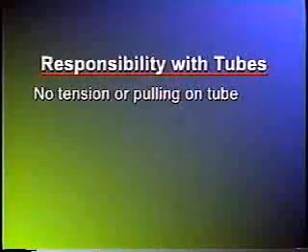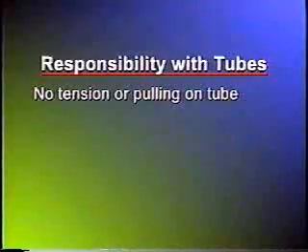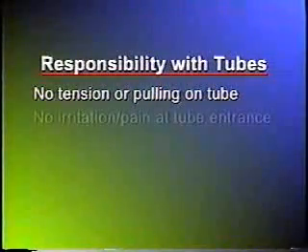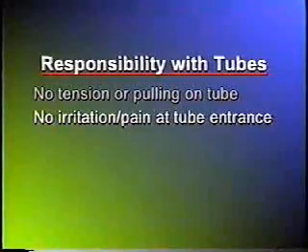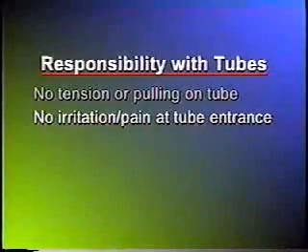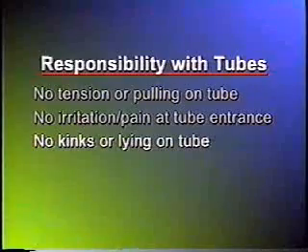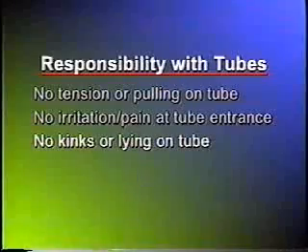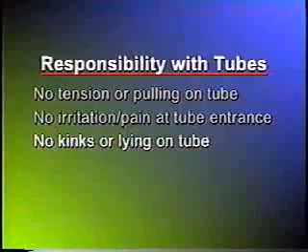As a caregiver, your responsibilities for these tubes will be to make sure that there's no tension or pulling on the tube when the client changes position. You don't ever want to risk having the tube pulled out. Check your client to make sure that there's no skin irritation or reports of pain around the tube or the taping site. Check the tubing for kinks. The fluids can't flow through if there's a kink in the tube. Make sure the client's not lying on their tubing, and you may need to remind some of them that they can't be lying on it or they can't roll over it with their wheelchair.